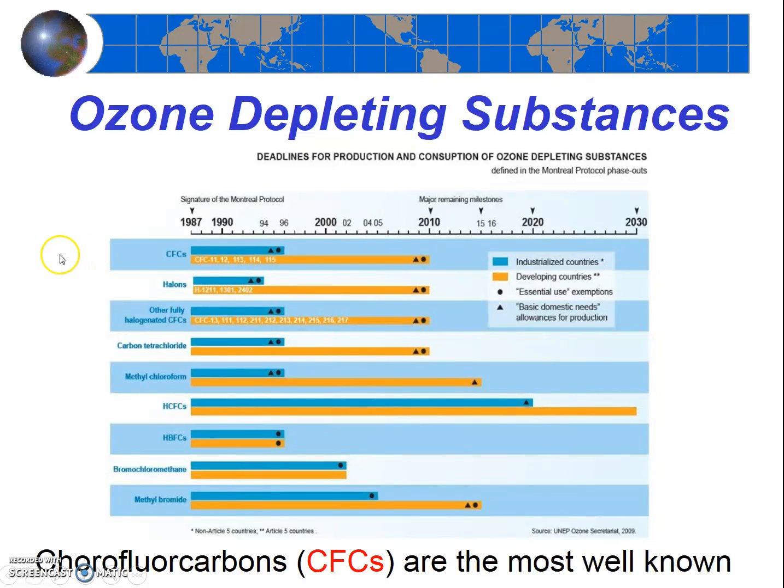The most potent and also well-known compounds in this group are called CFCs, chlorofluorocarbons. They contain chlorine, fluorine, and carbon. However, they're not the only compounds responsible, and they have pretty much now been banned from use.